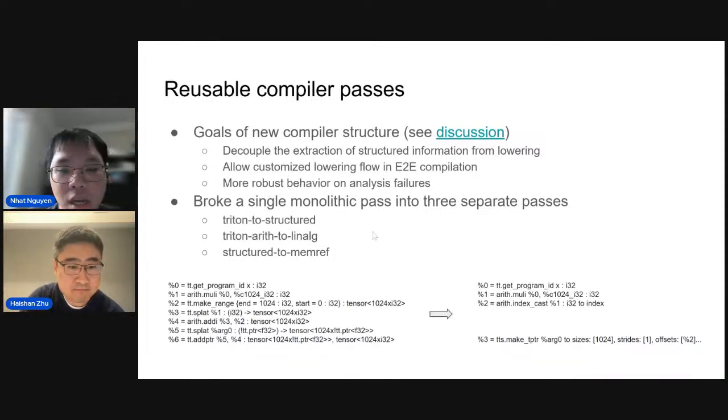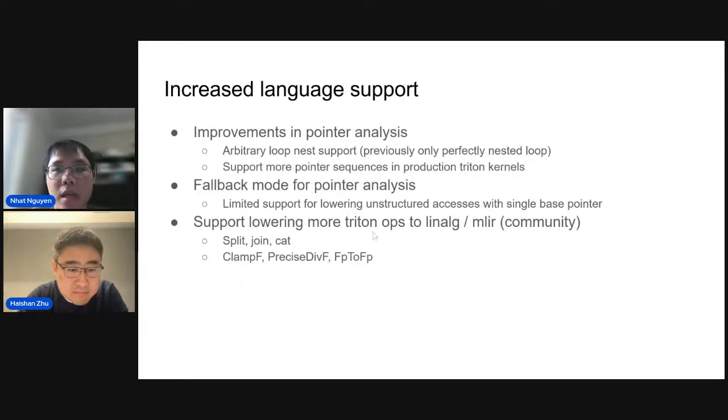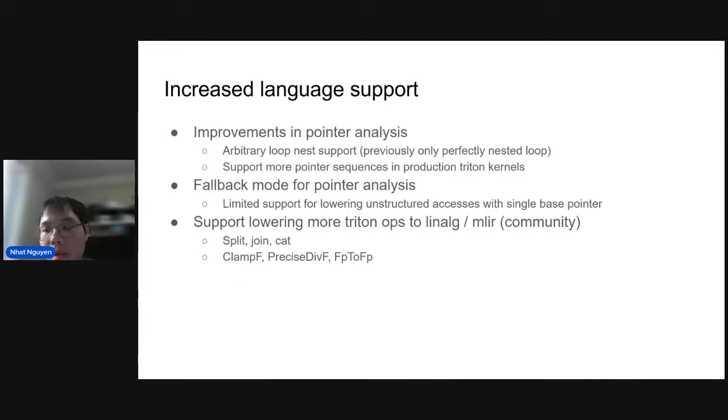Yeah. Thanks, Haishan. So that was a great update. It makes it easier for us to add more improvements to the passes. During last year, some of the improvements we've made are improvements to our pointer analysis. This is built on top of the rewrite that Haishan did to support nested loops and other pointer sequences that are seen in production Triton kernels. We also started having limited support for lowering non-contiguous memory access. And thanks to the community, we also have more op support as well.